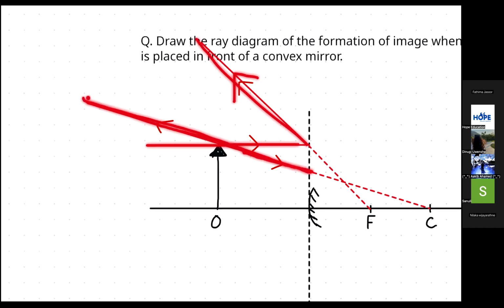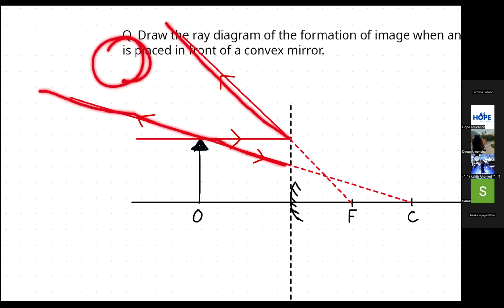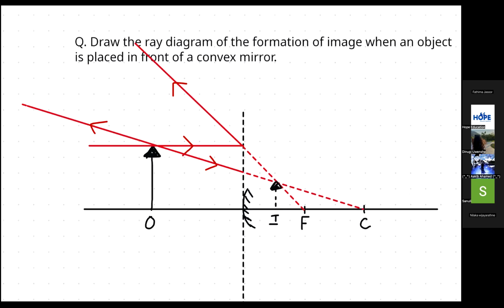So can you see that this reflected light ray goes this way and this reflected light ray goes this way. Do they meet at the front of the mirror? No. So we look behind, do they meet at the back of the mirror? They meet at the back of the mirror here, and this is where the image is formed. This is the image. What are the properties of the image? Real or virtual? Okay, image is virtual.